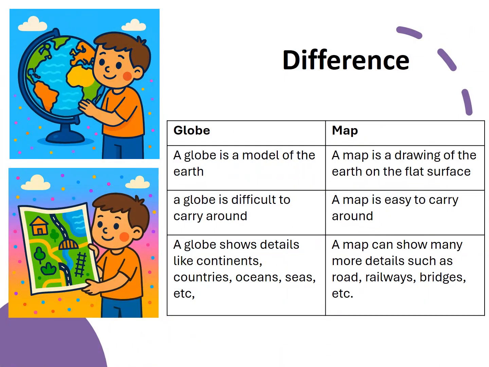Let's compare globe and map. A globe is a model of the Earth, but it is difficult to carry around. It shows details like continents, countries, oceans, and seas. A map is a drawing of the Earth on a flat surface. Maps are easy to carry and can show many more details such as roads, railways, bridges, and more.